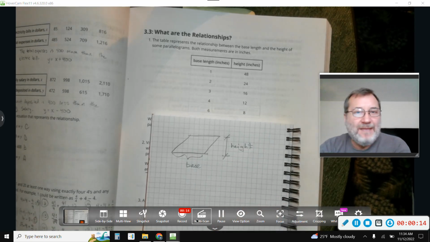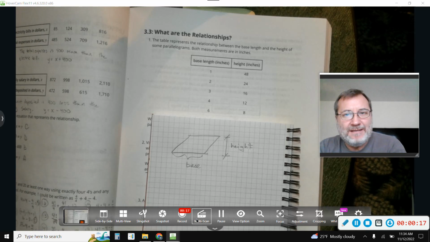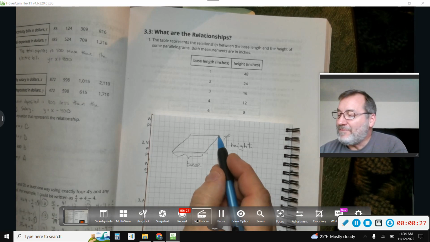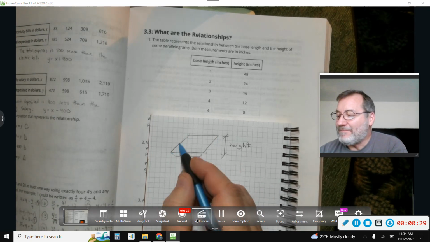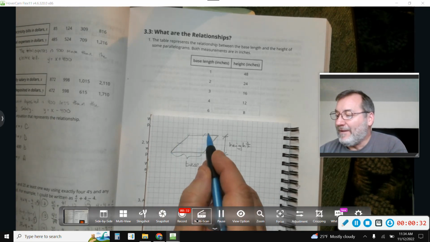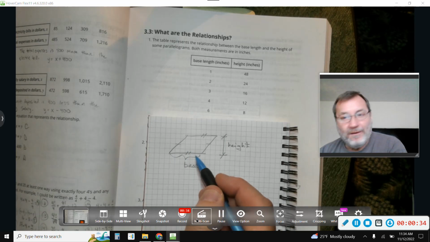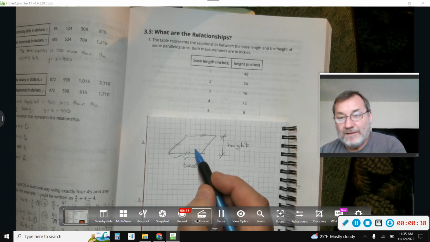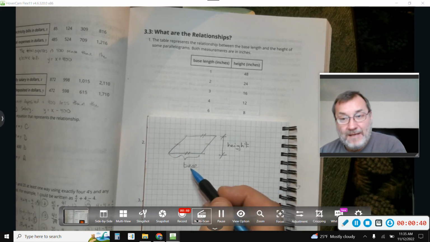It says a table represents the relationship between the base, length, and the height of some parallelograms. Both measurements are in inches. Alright, so just to refresh your memories, parallelogram just simply means that this side and this side are parallel to each other, and that this side and this side are parallel to each other, right? And because of that, we know that this length and this length are the same, this length and this length are the same, all right?